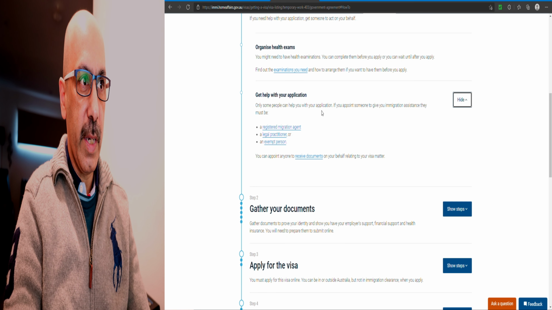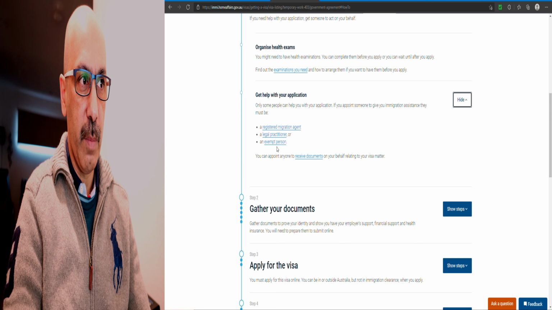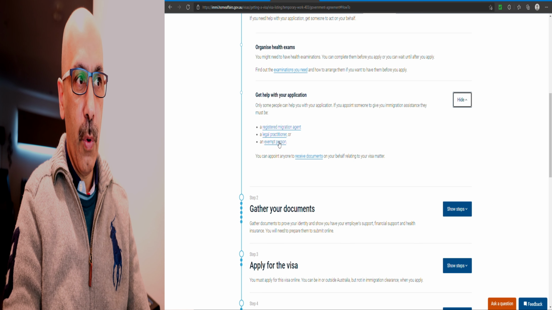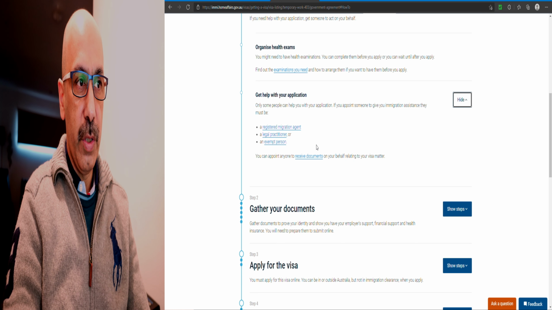Get help with your application. Only some people can help you with your application. If you appoint someone to give you immigration assistance, they must be a registered migration agent, legal practitioner, or exempt person. You can appoint anyone to receive documents on your behalf relating to your visa matter. So you can appoint anyone from these people: registered migration agent, legal practitioner, or exempt person to receive documents on your behalf.